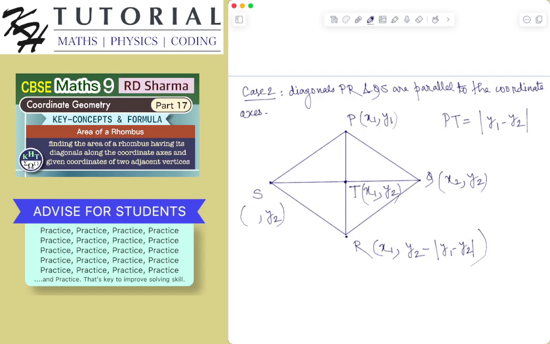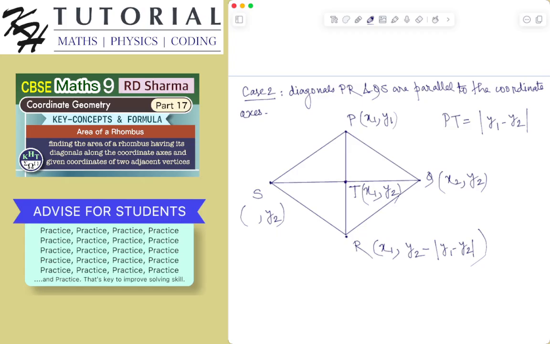Now, depending on the coordinates of the points P and Q, you have to appropriately draw the rhombus. After drawing the rhombus, you can easily figure out whether the vertex R is above the diagonal QS or below the diagonal QS. The way I have drawn the diagram, the vertex R is below the diagonal QS.